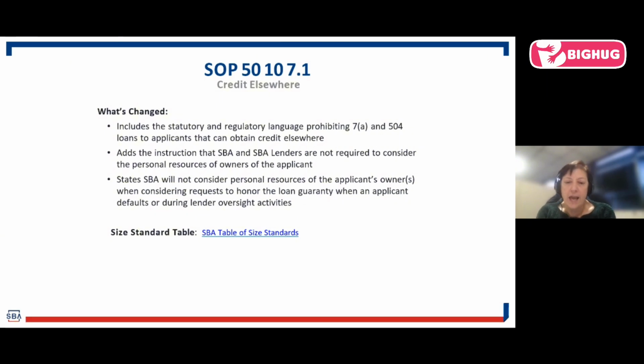The SBA does have size standard requirements. If you have a business that the NAICS code requirement is based on up to a 5-year average annual revenue, that may be one standard. The other standard is a maximum number of employees. And the SBA table of size standard link here is an indicator of, based on your NAICS code, what your size standard is, and the lenders want to make sure that you're within that.